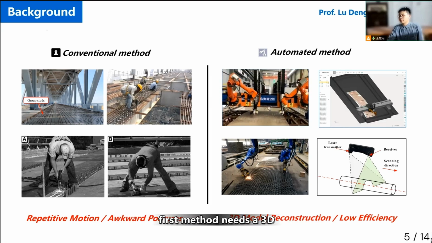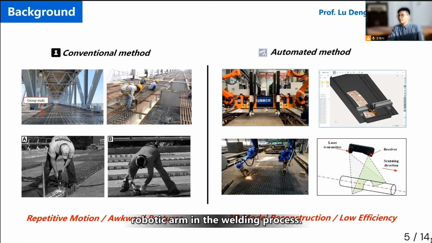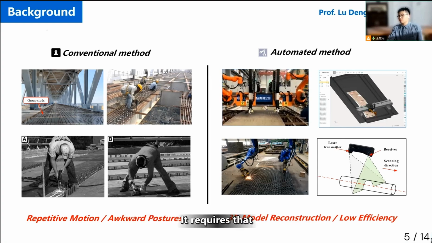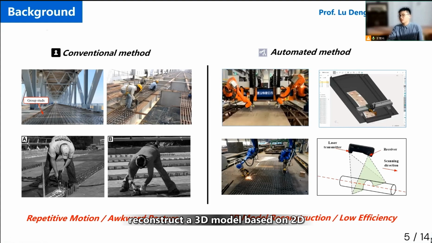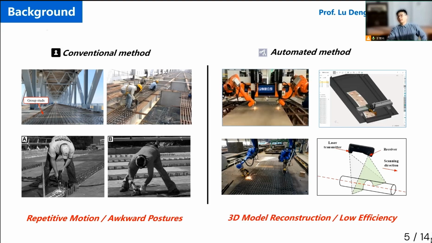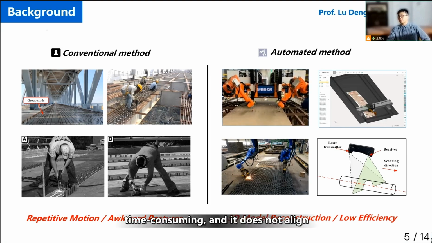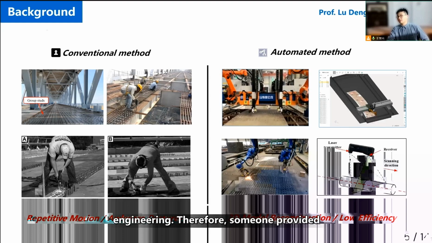The first method needs a 3D model to guide the robot in the welding process. It requires that we construct a 3D model based on 2D joints. This process is time-consuming and it does not align with the 2D design convention in civil engineering.